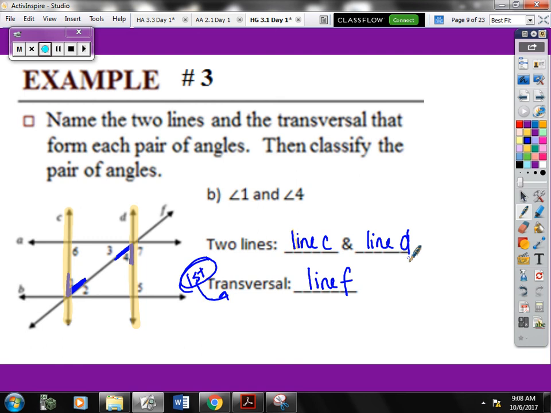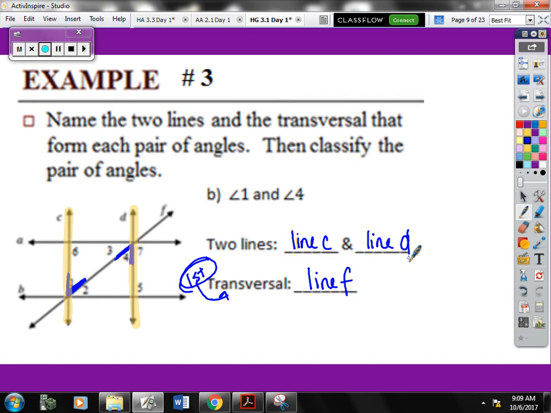Now we have to classify them. Some students will have trouble looking at the two lines sideways. So if you're a visual person, you may want to turn your paper this way so that the lines are going horizontally, and then that may make it easier for you to look. You don't have to, but some people need that.